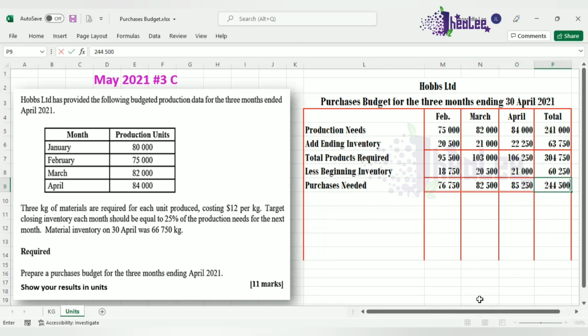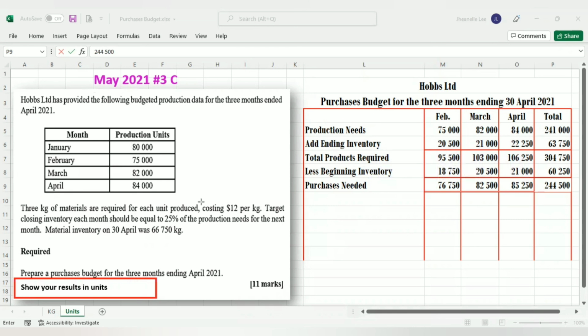And this takes us to the end of this session where we look at preparing the response for May 2021, Number 3C, showing our results in units. The original question asks us to show our results in kg, which was done in the previous lesson. If you have missed that lesson, the link is in the description below. And for this session, we looked at showing our results in units.